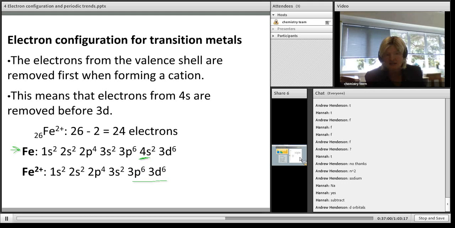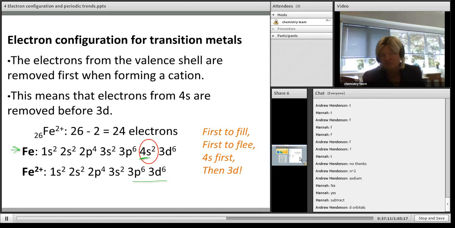I tend to use a, why is this not working? There. So it goes from the 4s first, and I use this little poem to help remember. First to fill, first to flee. So the electrons go first in there and they get removed first from there as well. 4s first, then 3d. So the flee and d hopefully rhyme and help you remember.